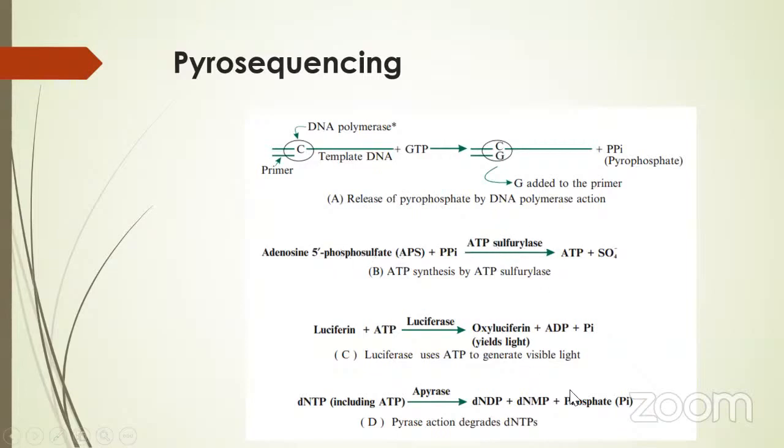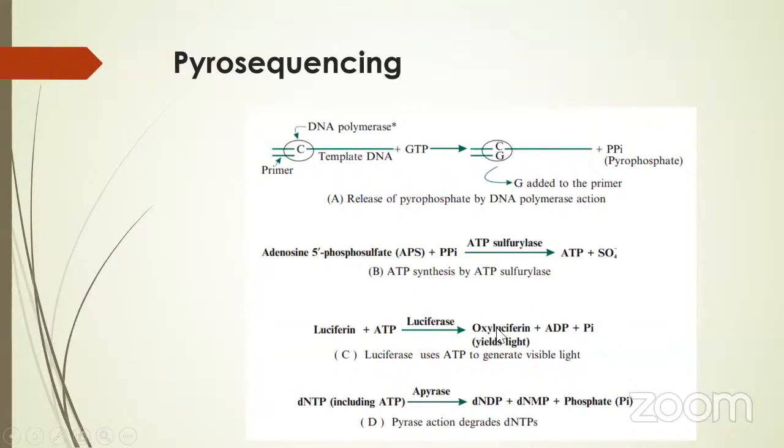it will release light. Okay, let me explain the steps. Whenever you add a dNTP, it will release PPi, pyrophosphate, and to the pyrophosphate we add the enzyme ATP sulfurylase, so it will be converted to ATP. Now the ATP will react with luciferin to give oxyluciferin, which is the light detection.